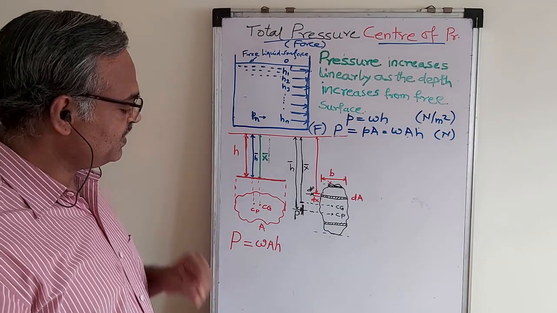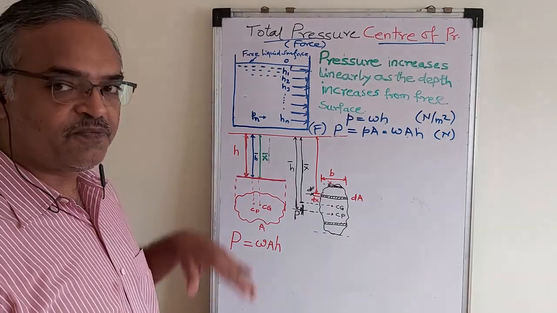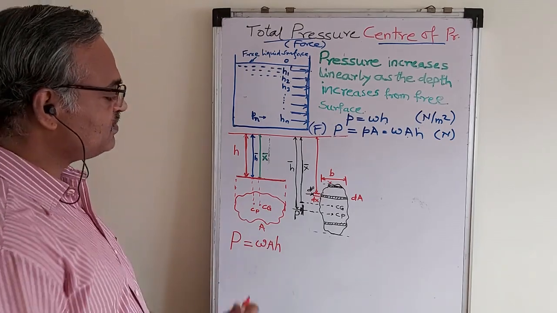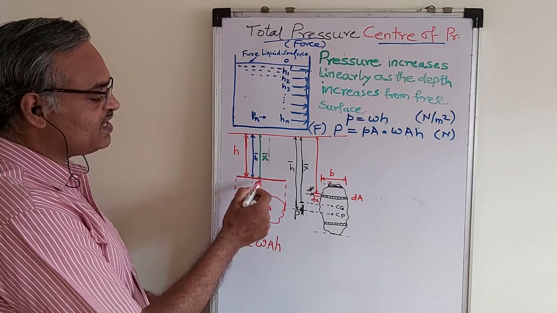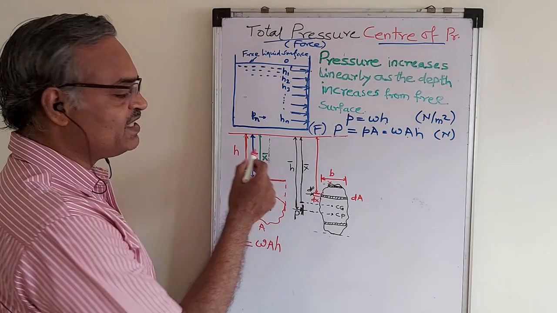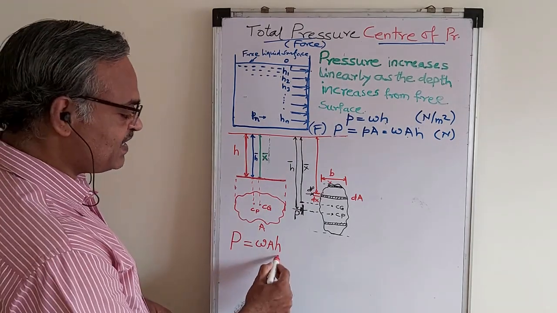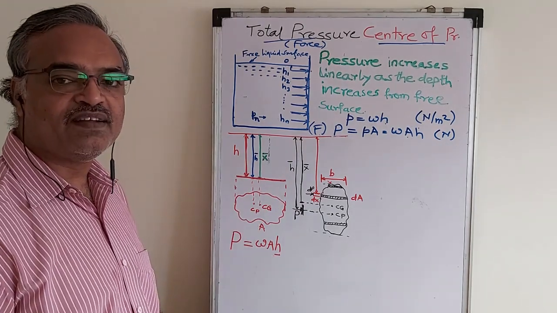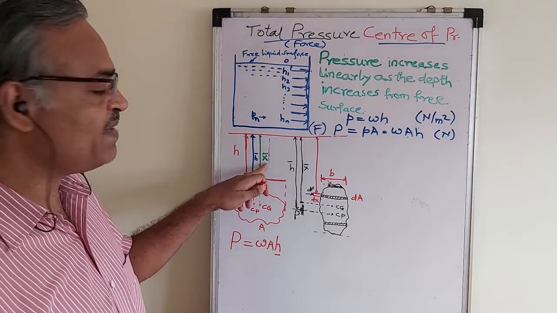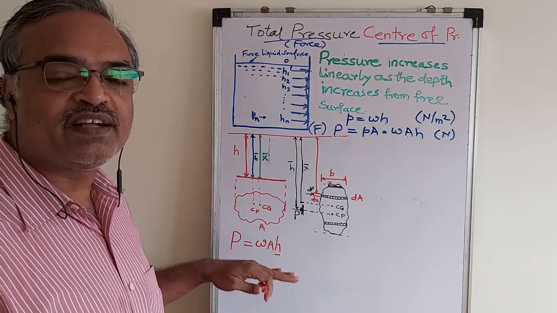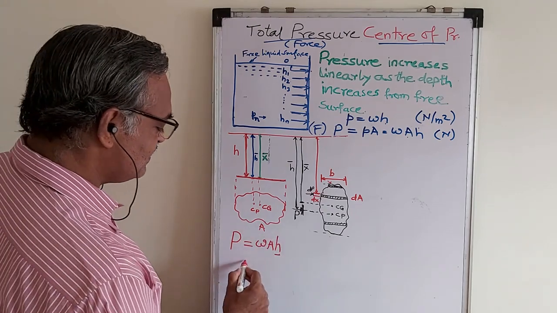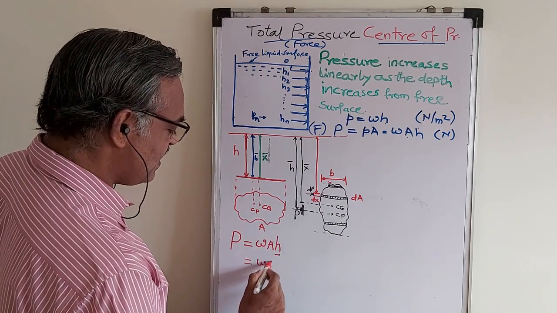So the total pressure acting on this horizontal surface is P equal to W A h. Now here you can see CG is also at a distance h from the free surface, which we express in terms of x bar. So I can replace this h by x bar, because in all the three cases we will be having this term x bar. That's why here also I convert that formula in the form of x bar. So as h is equal to x bar, the formula becomes W A x bar.